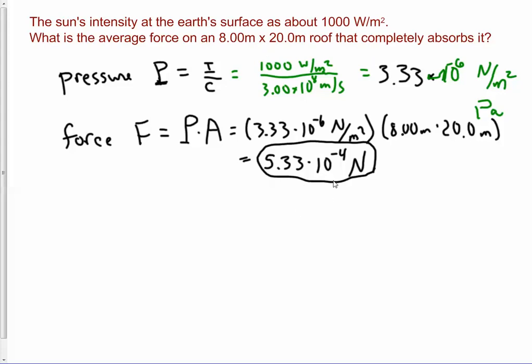And you see it's very small, and this makes sense because this is why you don't really notice it, and you don't feel like something's pushing on you when you're out in the sun, right? You feel the warmth, that's much more of an effect, but you don't feel the force. But it is there. It's just a small effect.